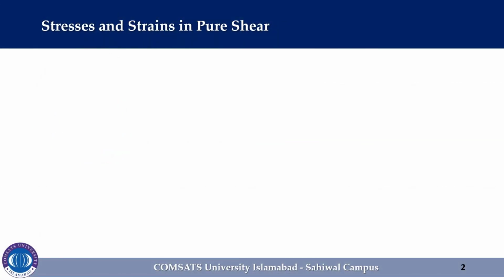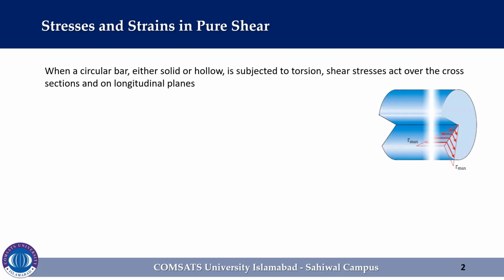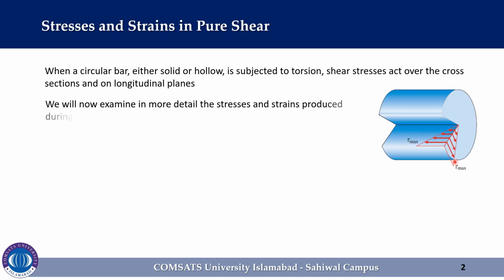So let's start. Stresses and strains in pure shear. When a circular bar, either solid or hollow, is subjected to torsion, shear stresses act over the cross sections and on longitudinal planes, as illustrated here in the figure, and we already discussed in previous lectures. We will now examine in more detail the stresses and strains produced during twisting of a bar.